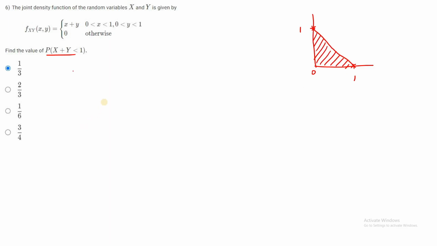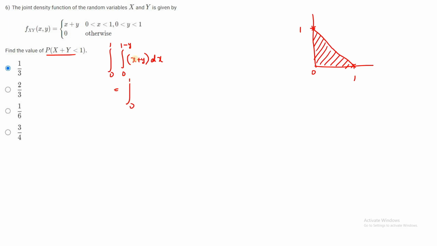So how to find out this? We simply can integrate this particular function. So what happens? We know the ranges. So integral 0 to 1, this is for y, and integral 0 to 1, this is for x. What is the function? x plus y. So this is not 1, so this is 1 minus y, because x plus y is equal to 1, right? Into dx. So this is nothing but integral 0 to 1.